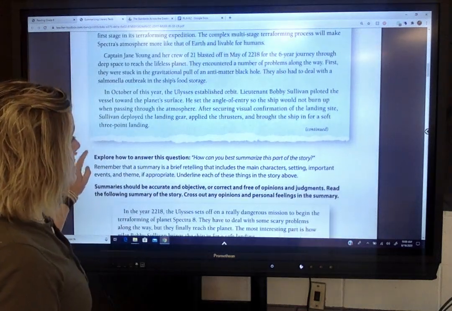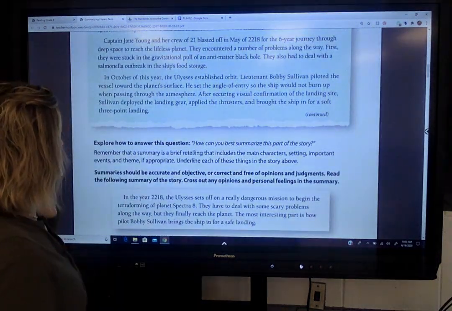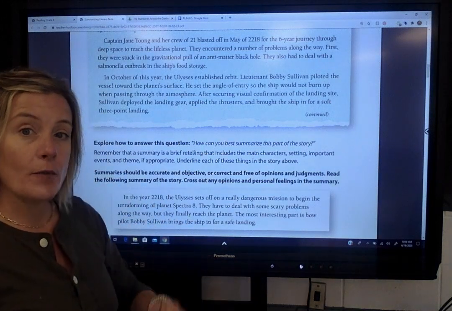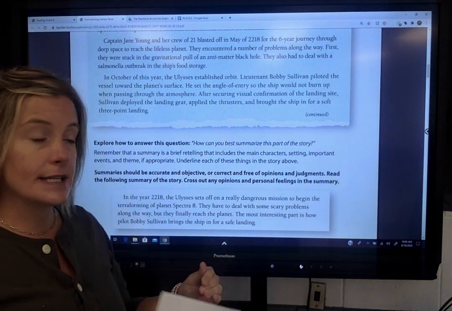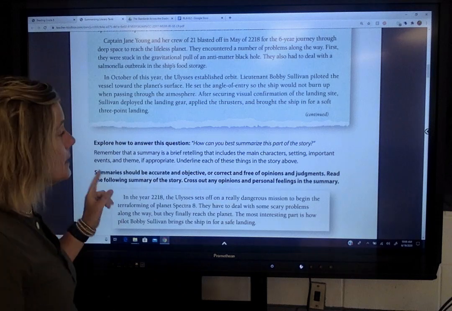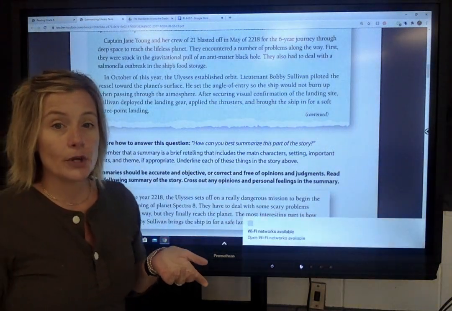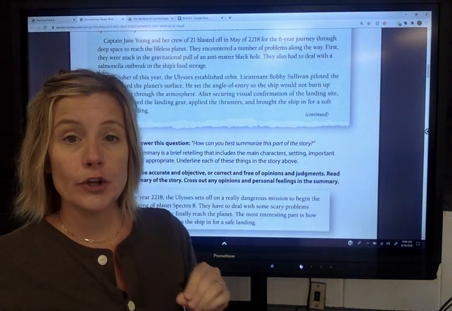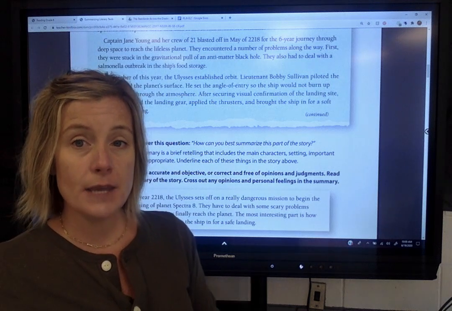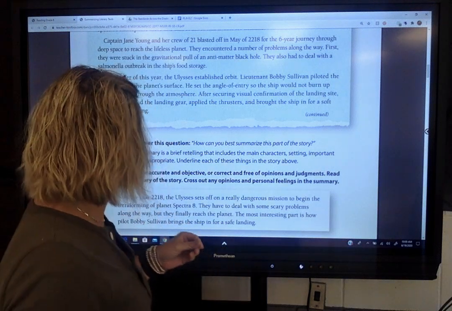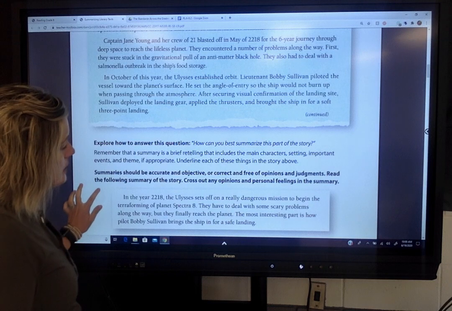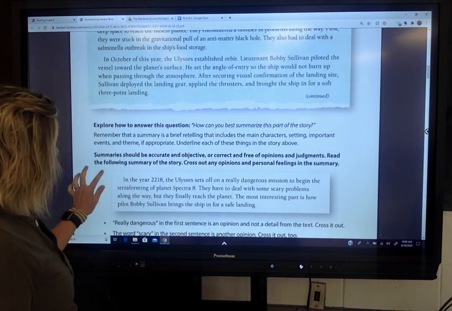How can you best summarize this part of the story? And we kind of did that. We stopped and we said what happened in each paragraph. Remember, when you're writing a summary, you cannot include your opinions. It must be an objective summary. Now, let's look at how they did it here.